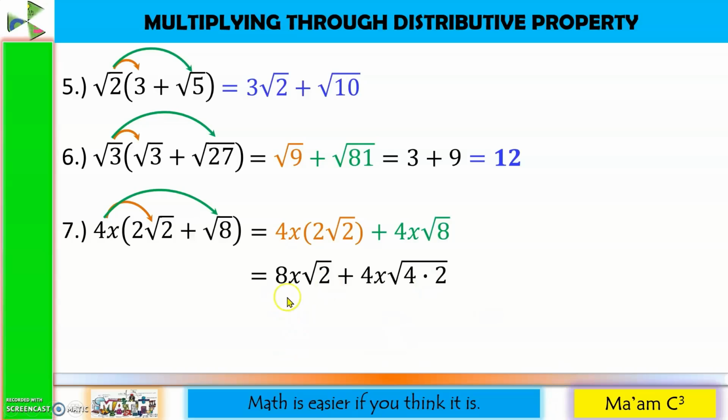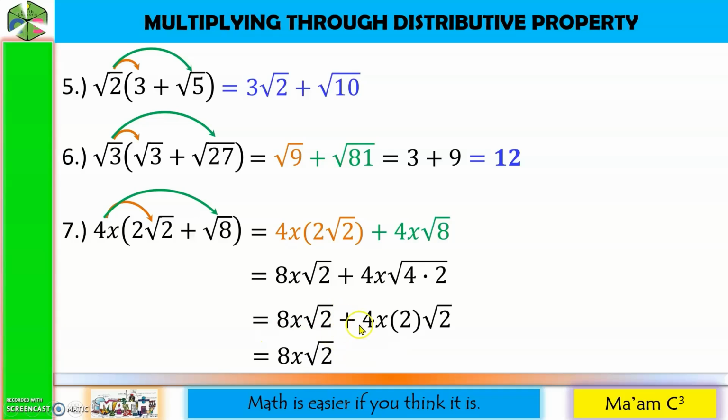Let us copy 8x square root of 2. Square root of 4 is 2. Let us factor it out. Let's copy again 8x square root of 2. 4 times 2 is equal to 8 times x is 8x. So this will be 8x square root of 2. We have same indices and same radicands, so let us add 8x plus 8x, and that is 16x. 16x square root of 2.